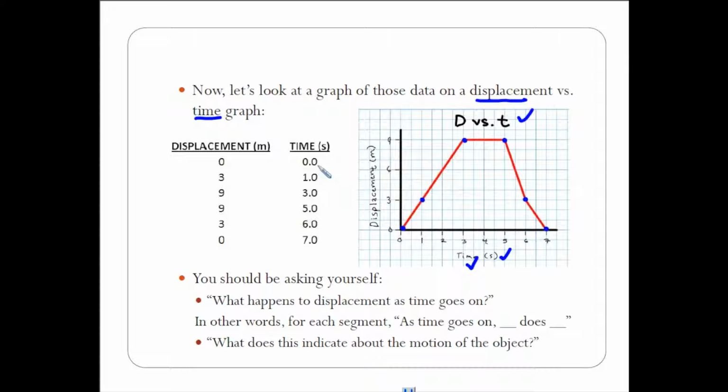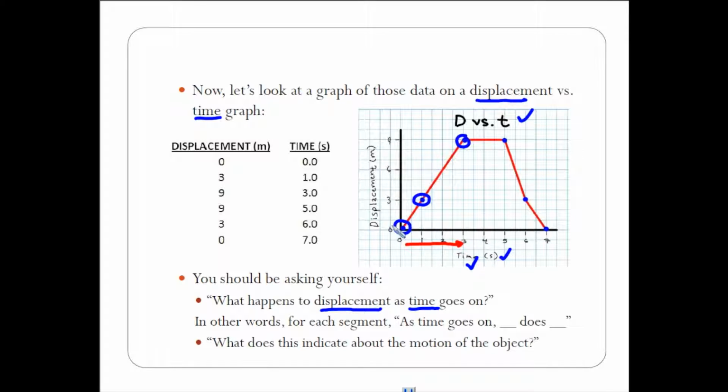You can see that at time equals 0, 0 displacement is represented by that. After 1 second, 3 meters away is represented by that. And after 3 seconds, 9 meters. As these data are plotted, you get a story about what's going on here. Whenever you take a look at the graph of displacement versus time, you should be asking yourself, what happens to displacement as time goes on? In other words, as time increases, what's going on with my displacement?